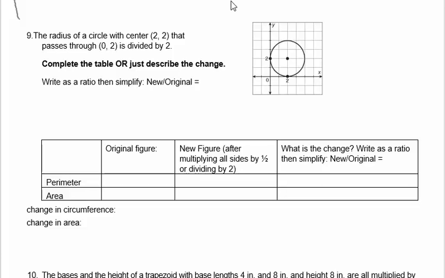Now when you do the circle, it says that the radius with the center at 2, 2 that passes through 0, 2 is divided by 2. So this radius is going to be divided by 2. That's the only dimension you need to find perimeter or circumference of a circle. So everything is being changed by that amount. So when you find the perimeter and area of the original and the new, you'll see how that changes. Or you can just jump right to describing the change in circumference and area.